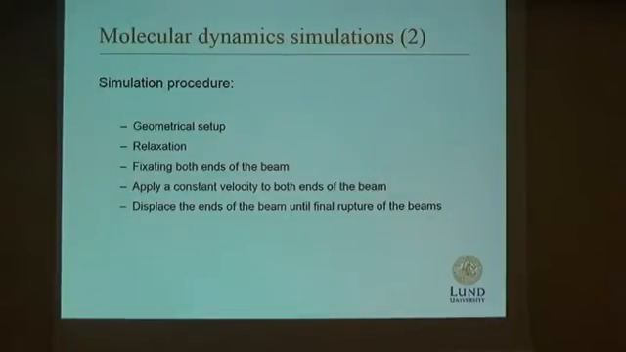We start with some geometrical setup, so we place all the atoms in the beam. Then we relax the beam, so we find the correct starting positions of all the atoms. Then we fix the atoms at the ends of the beams, so they can't move anymore. So this mimics clamped ends. And then we apply constant velocities to these fixed atoms at the end. We apply a positive velocity in one direction and negative on the other, so we stretch the beam. And then we displace these atoms at the ends until we get final rupture.